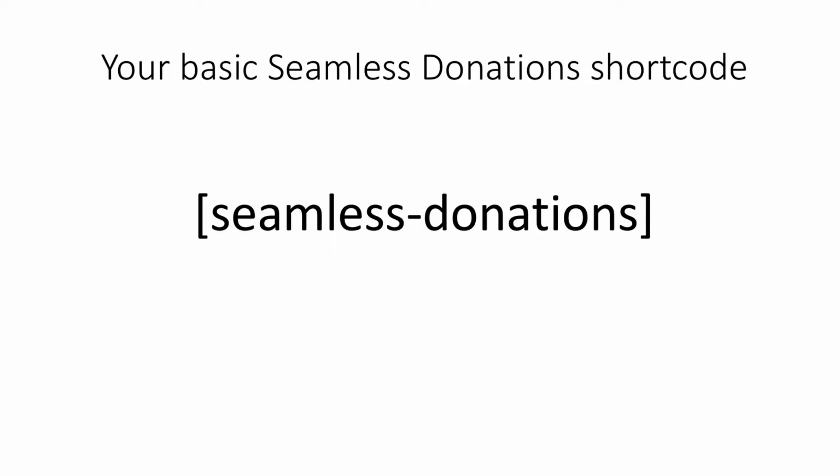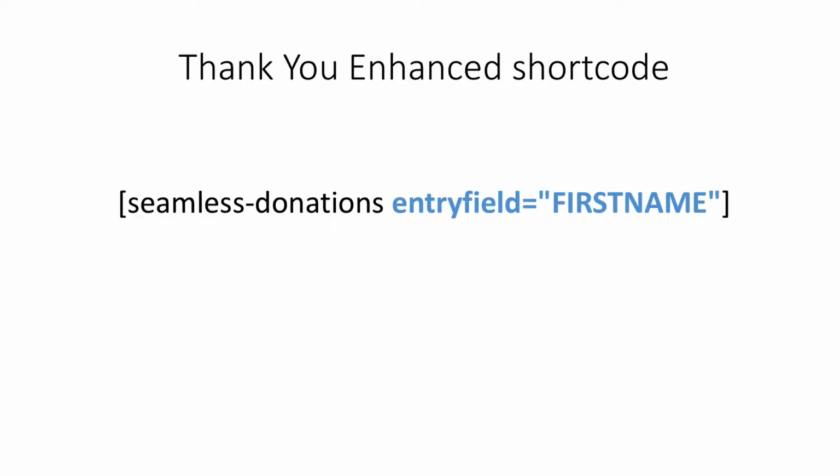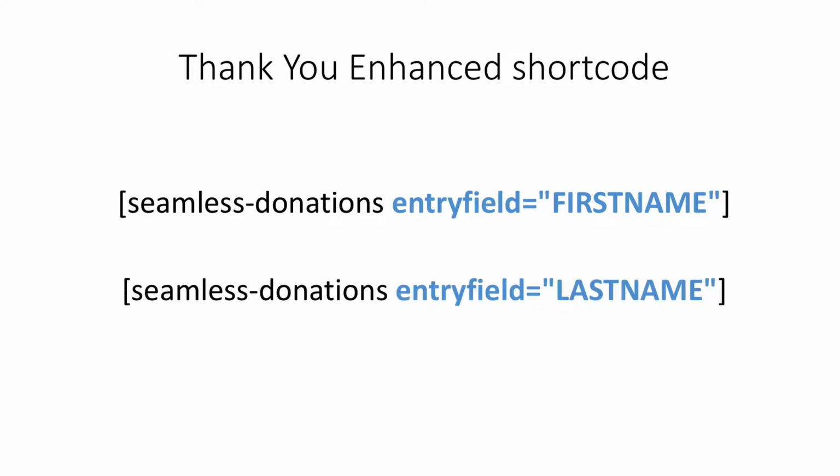But if we look at how to extend it, all we're going to do in Thank You Enhanced is add an entry field parameter, where the entry field is going to be one of a series of codes that correspond to fields in your Seamless Donations form. So for example, entry field first name would return and display the first name for a donor. Entry field last name would go ahead and do the same for the last name of a donor, and so on.